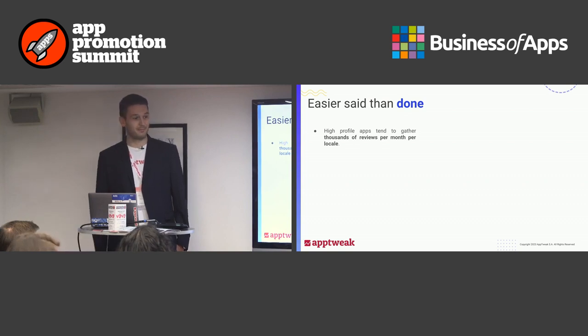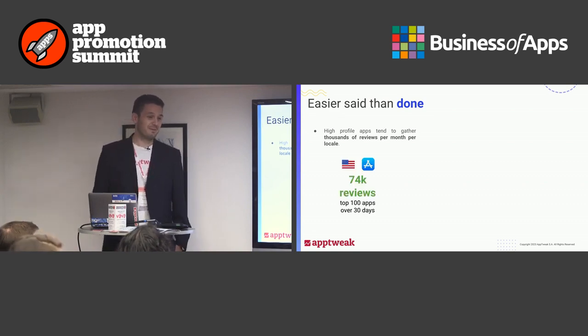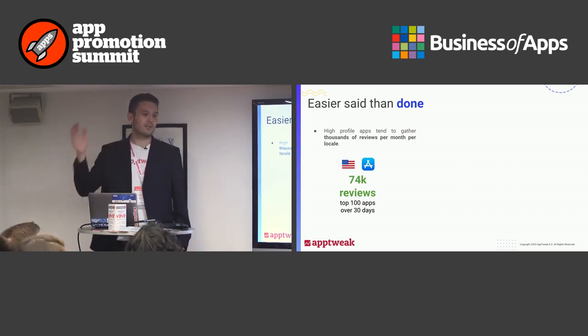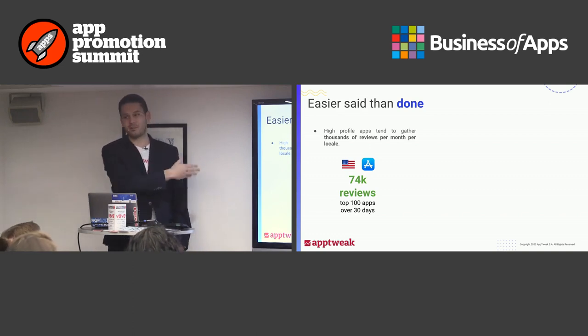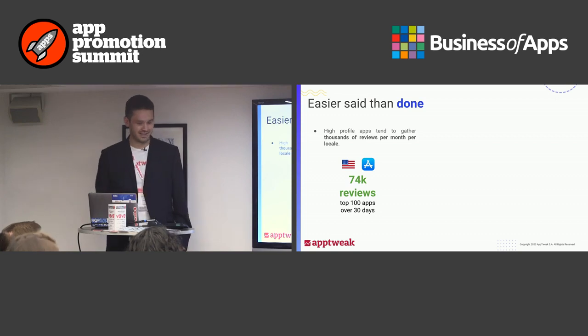52 million. 50 million. That's a bold statement, because actually that's 74,000 reviews. But I'm going to show you that that's still a lot, because 50 million is basically all the reviews that ever came up in the store, that's roughly the kind of estimation that you can get. Here we're only talking about 30 days and only in the US.